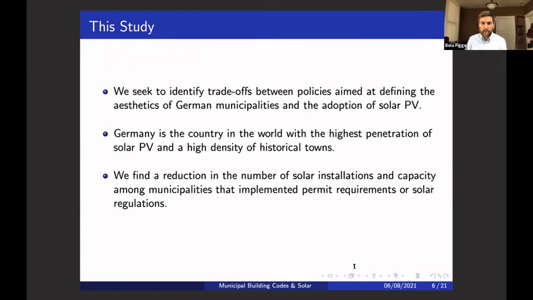And I give you a preview here of our results. We do find a reduction in the number of solar installations and capacity among municipalities that have implemented either permit requirements, so you have to obtain a permit to install solar panels, or have solar regulations of other nature.